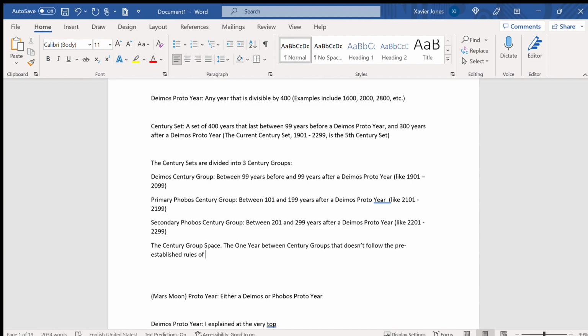The one year between century groups that doesn't follow the established rules of either century group. I guess you can include it as part of the century set. It's part of the century set, but not part of the century groups.